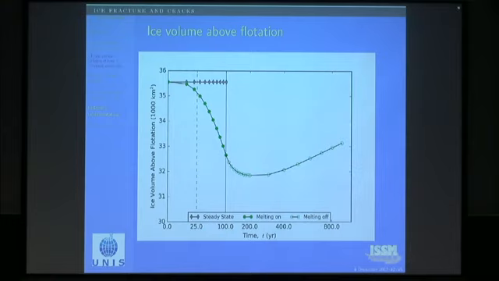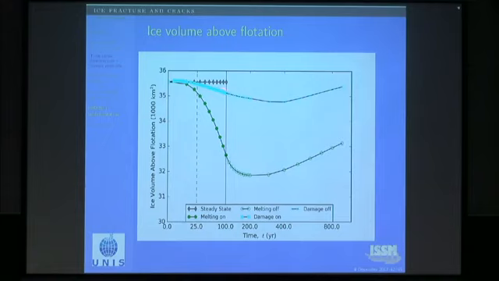In the modeling community, we often look at the ice volume above flotation rather than the total ice volume in these experiments, because that represents the potential sea level contribution of the ice sheet. In the melting perturbation, that continues to decrease after the perturbation is turned off. Same with the damage simulation.